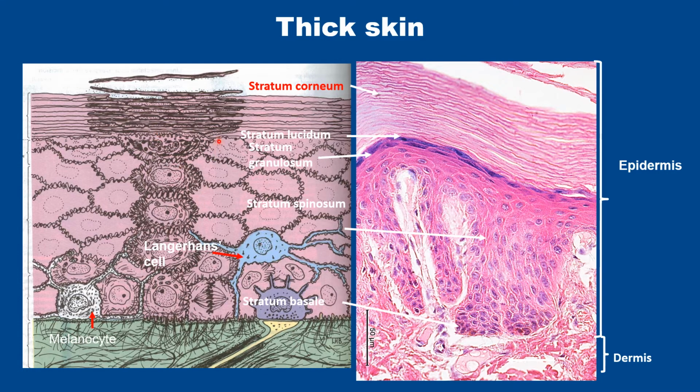Stratum lucidum has not been drawn here. The stratum spinosum, this typical spiny appearance, has been shown here. That is the stratum spinosum. In between the cells there are spine-like structures. Then the Langerhans cells are there and the melanocytes are there. So here there is a melanocyte, there is space around these cells, and Langerhans cells I will show in the next slide.